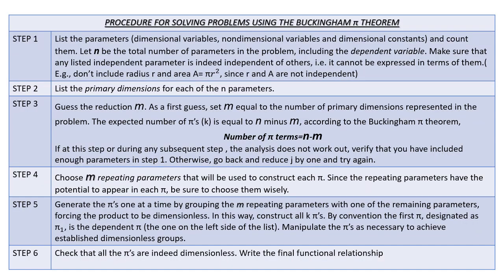This table gives you the procedure for solving any problem using the Buckingham pi theorem. In total I have listed 6 steps. We have already discussed this in the last class, and I would just like to revise it before going to the problems. First, we need to list the total number of terms, dependent as well as independent. In a given problem, the total number of terms including dependent and independent variables is equal to n.